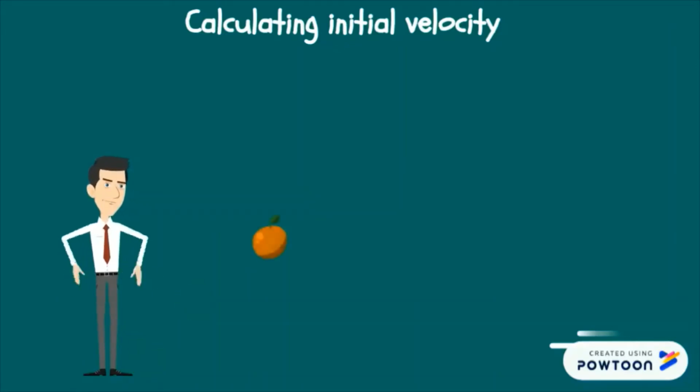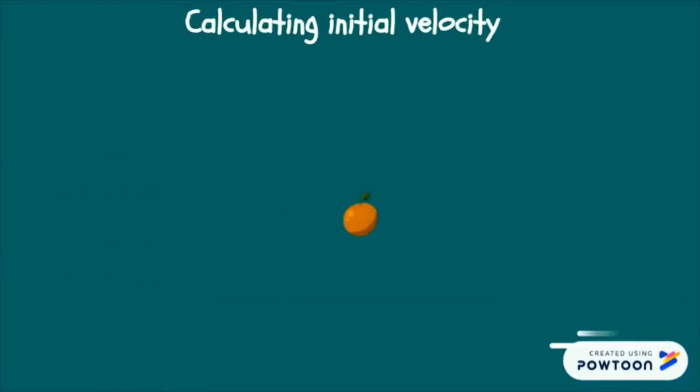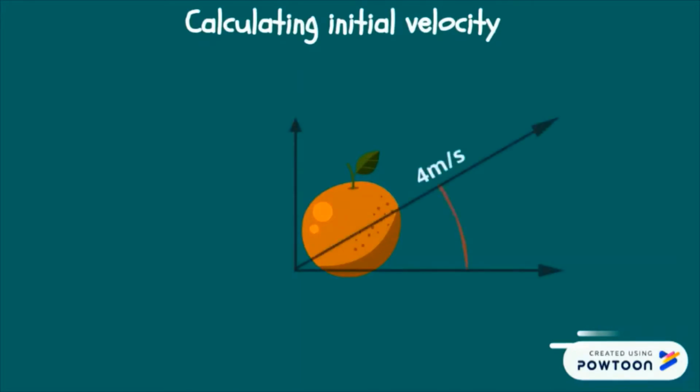He decides to kick the orange. Let's calculate the vertical velocity and the horizontal velocity of this moving orange. We're given that he kicks the orange at a speed of 4 meters per second and at an angle of 30 degrees. Now we're tasked to find Vx and Vy. Vx being the horizontal component of the velocity, while Vy being the vertical component.